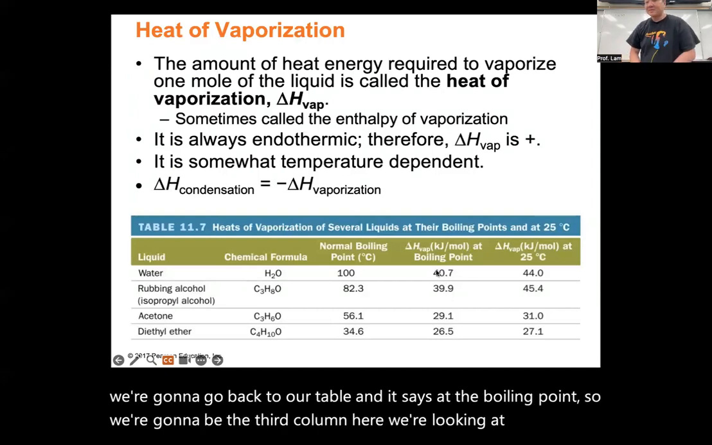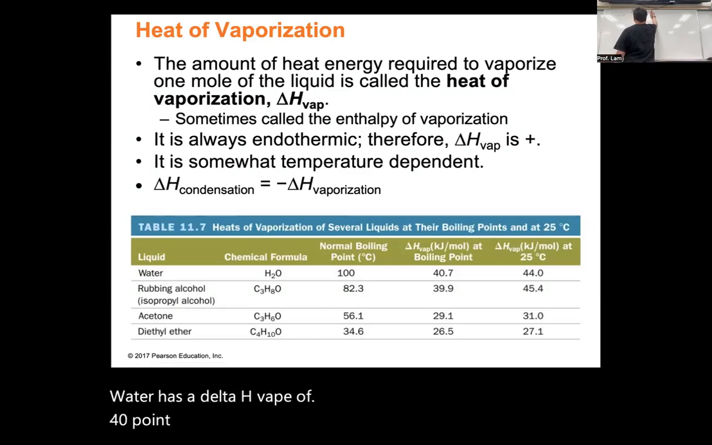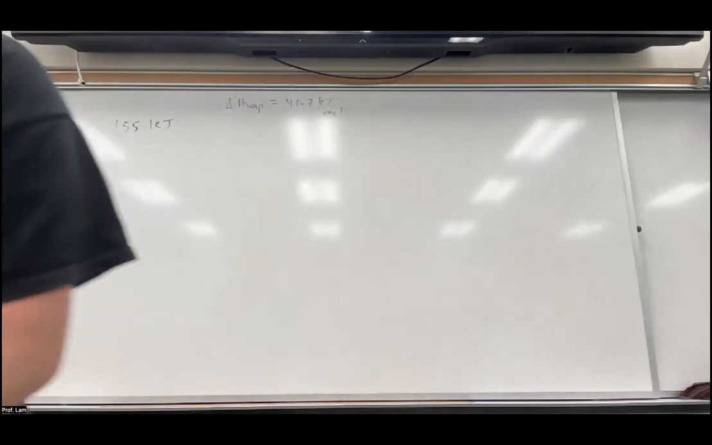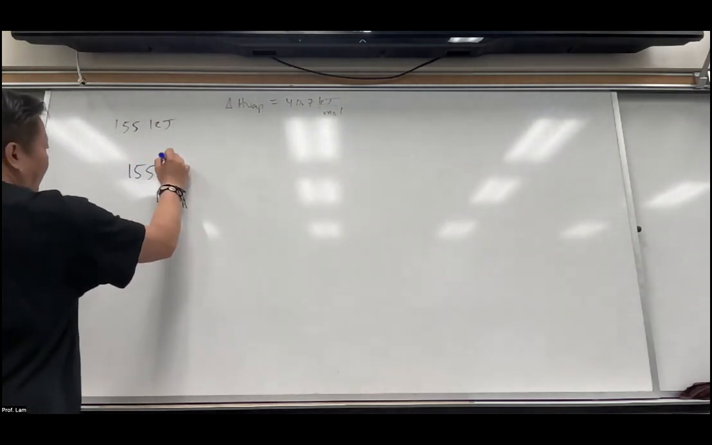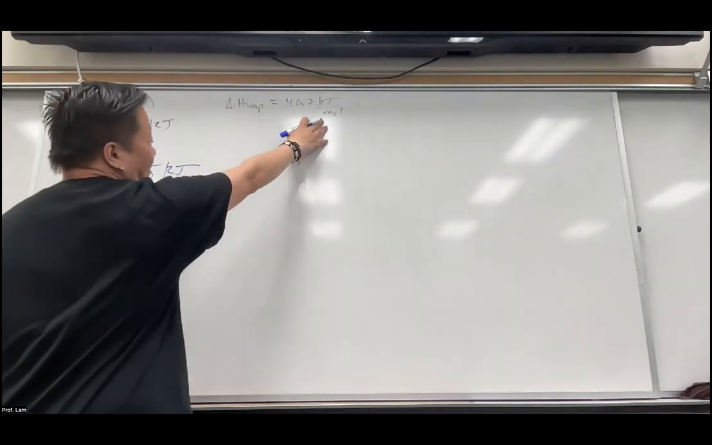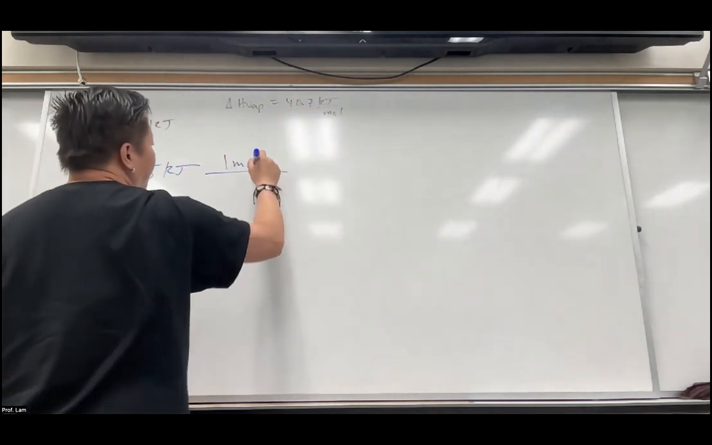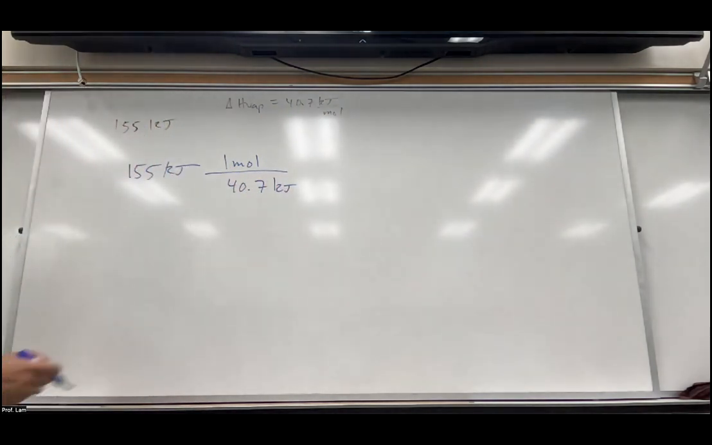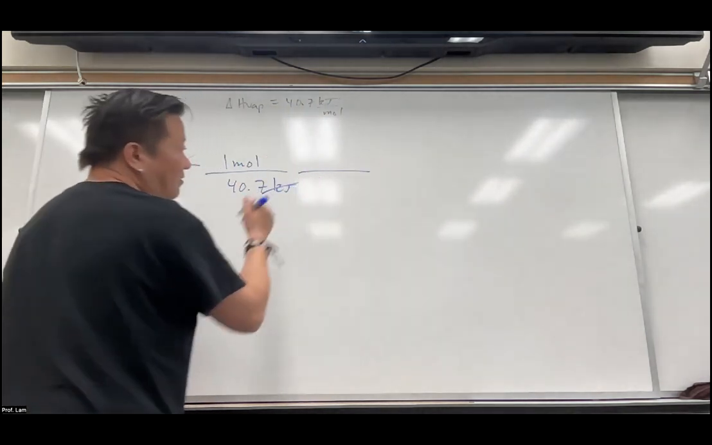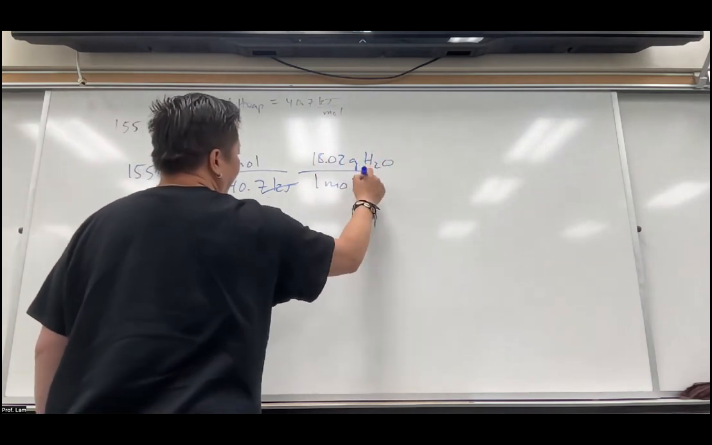Looking at water, water has a delta H vap of 40.7 kilojoules per mole. Okay, so it's a nice and easy calculation here, right? Start with what you're given, 155 kilojoules. And what's going to go on top? Well, you want kilojoules to cancel, right? So mole's going to go on top. So for 1 mole of water, it's going to take 40.7 kilojoules of heat in order to vaporize it. So how many grams of water is that? Well, 1 mole is going to be on bottom, 18.02 grams of water on top, right?